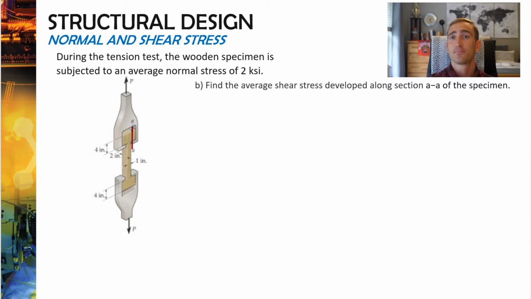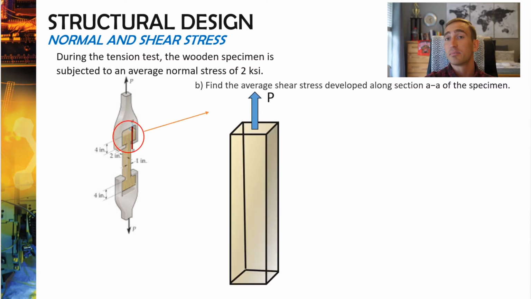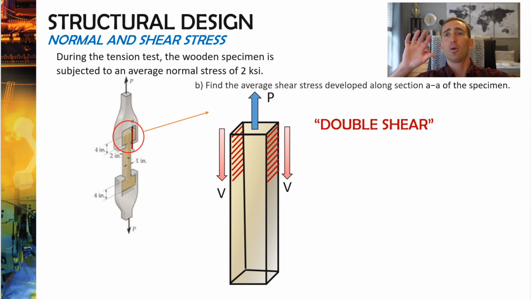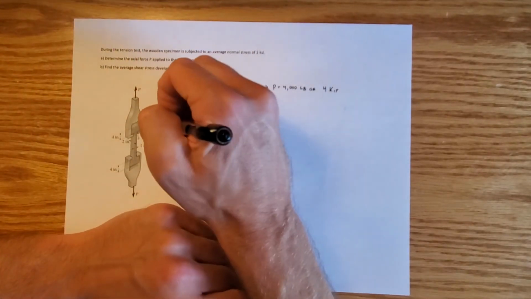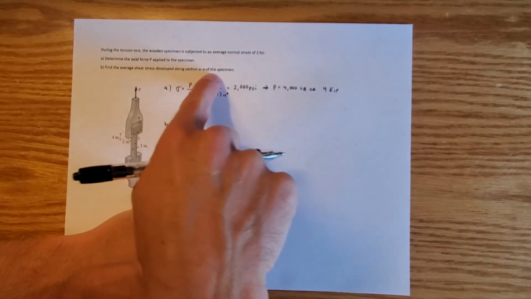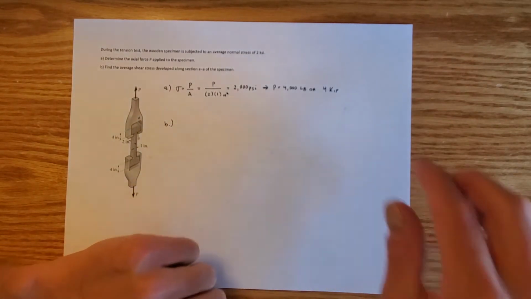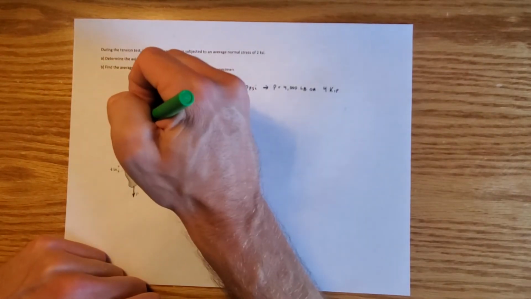Just to help you visualize what's going on a little bit more clearly, if we look at our testing specimen, we can see that the P is going to be pulling it apart, and that the middle of our eye shape is attached to the two junctions on the outside via itself. As a result, this problem is going to be double shear, and we're going to explain in the handwritten solution how we go about calculating this. Part B asks us to find the average shear stress developed along section AA of the specimen. Section AA is up here in this particular spot right there.